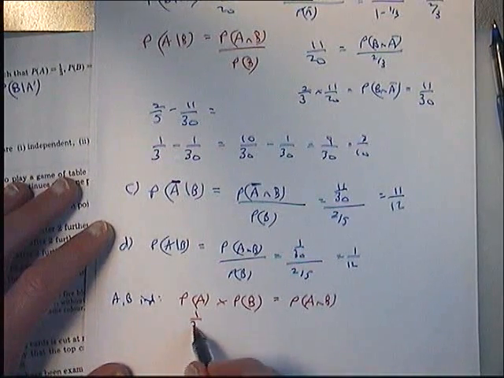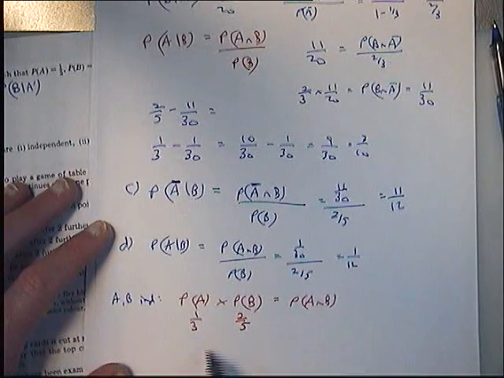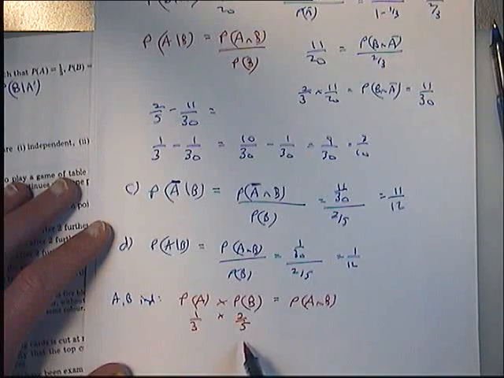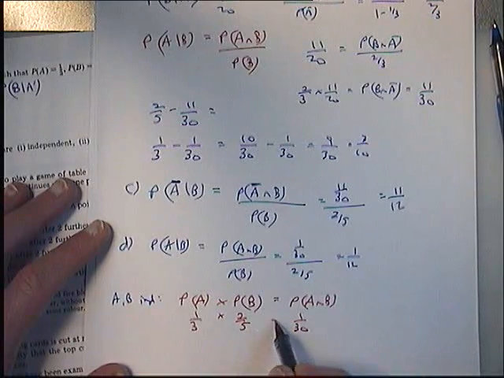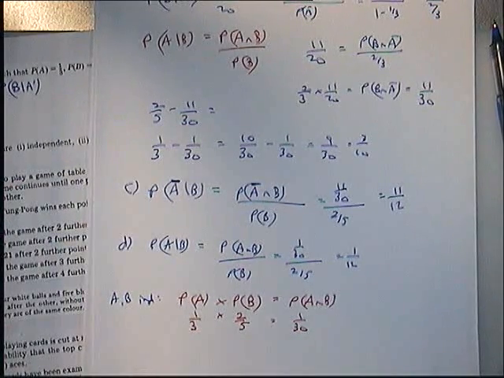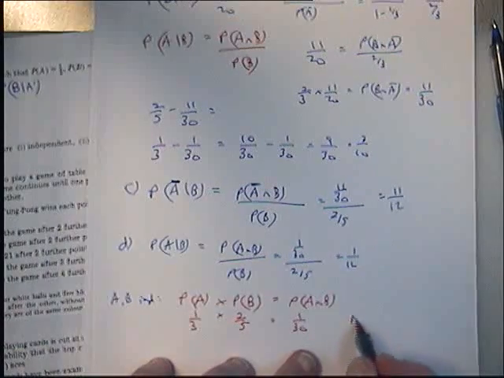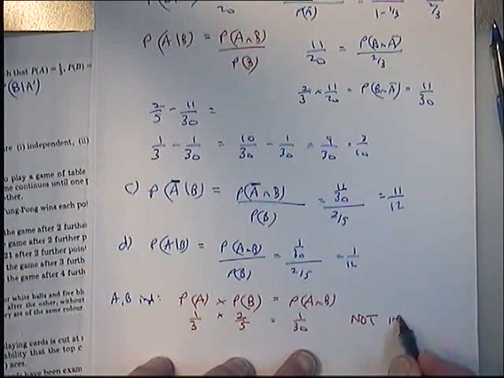A was 1/3, B was 2/5. If you multiply those together, you're going to get 2/15. A and B was 1/30th. Is 1/30th the same as 2/15? No. So they are not independent.